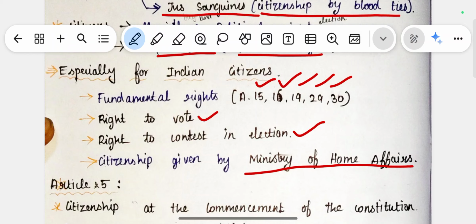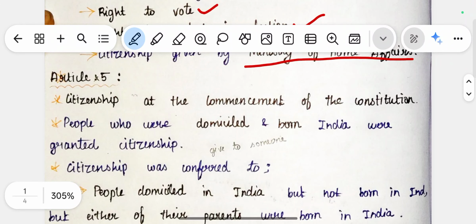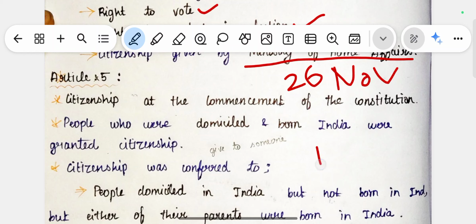Let's see Articles 5 to 11, which are related to citizenship. The first is Article 5, which tells about the citizenship of a person at the commencement of the Constitution. If a person was born and domiciled in India at the time the Constitution came into force, on 26th November 1949, he is granted Indian citizenship.